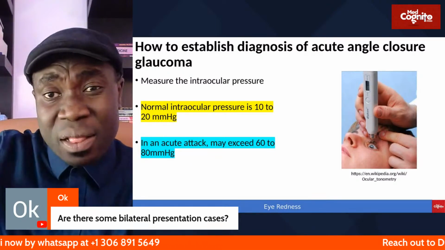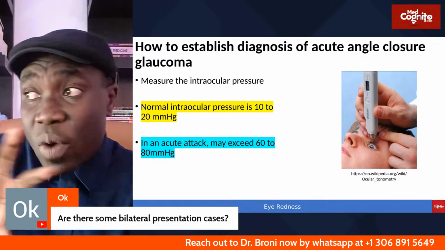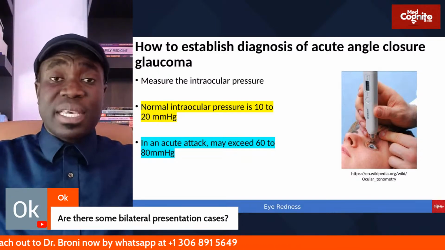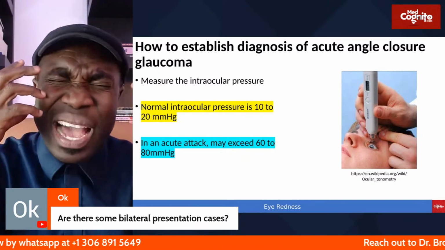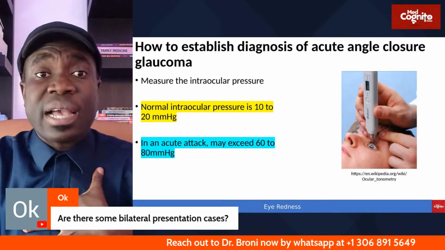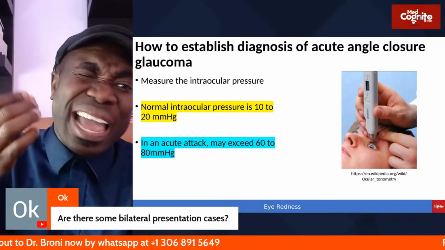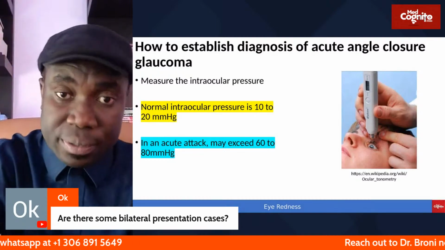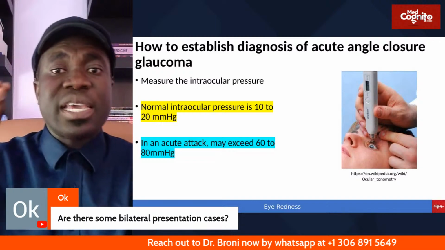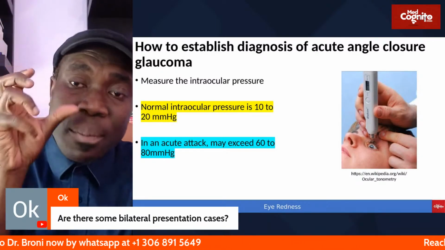A 60-year-old and above female who is Asian or Native American, who went to the movies with her son or daughter. As soon as the place became dark, the patient started complaining of severe eye pain, visual blurring. I can't see. I have frontal headache, nausea. I want to vomit. You touch the eye, and the eye feels as hard as a rock. What do you do? Take the patient to the ER. What is the next best step? Get a tono pen to measure the pressure.